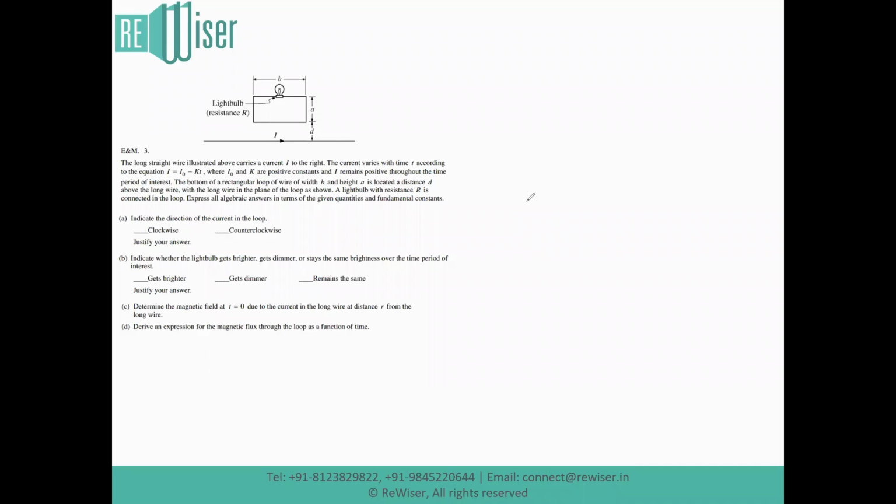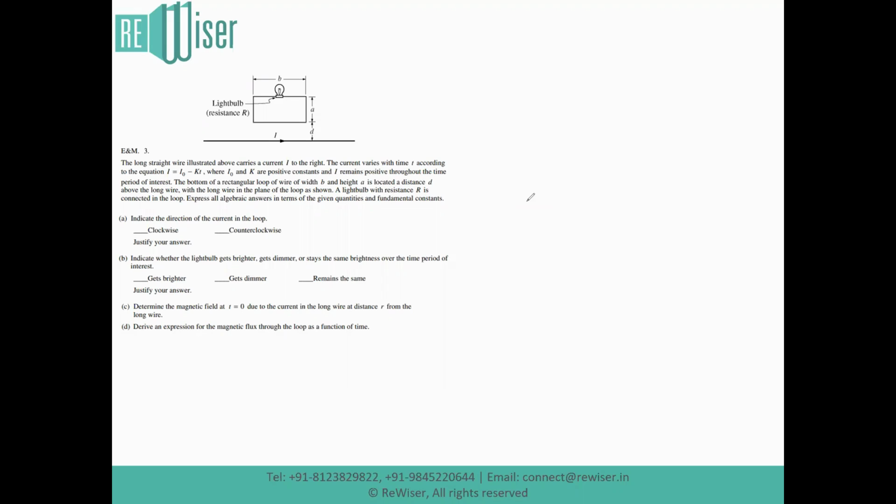Let's have a look at another question in electricity and magnetism. This one involves electromagnetic induction specifically. Let's read the question. A long straight wire illustrated above carries a current I to the right. The current varies with time t according to the equation I equals I naught minus kt.